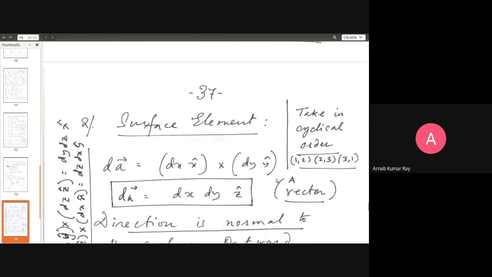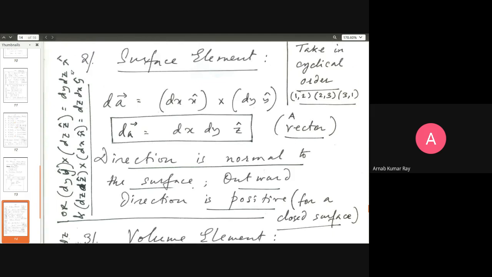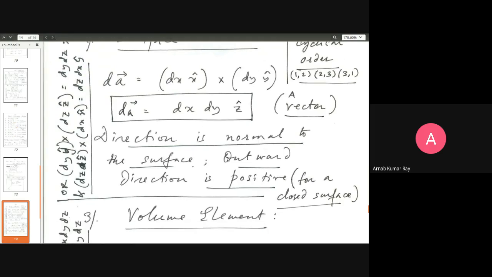So 1 cross 2 will give you dx dy z cap, because x cap cross y cap is z cap. Similarly, next thing is 2 cross 3. I've written that in the margin. 2 cross 3 will be dy dz x cap, because y cap cross z cap gives x cap. Take a look at the notes that have been sent to you already. And then finally 3 cross 1, z and x, dz dx y cap, because z cap cross x cap is y cap. So those are the 3 surface area elements, and the direction will be perpendicular to the surface.